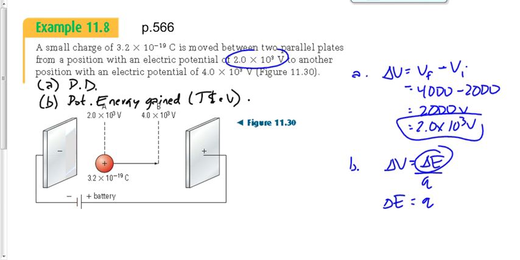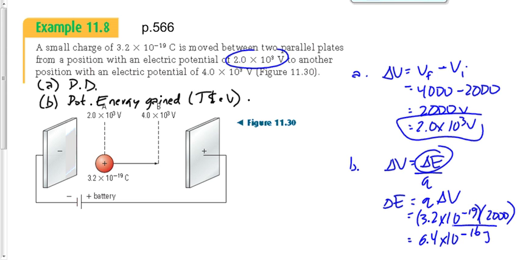Delta E is equal to Q times delta V. The potential energy gained is charge times the potential difference. Charge is 3.2 times 10 to the minus 19, and the potential difference is 2,000 volts. That gives me 6.4 times 10 to the negative 16 joules. There's my answer for potential energy gained in joules.